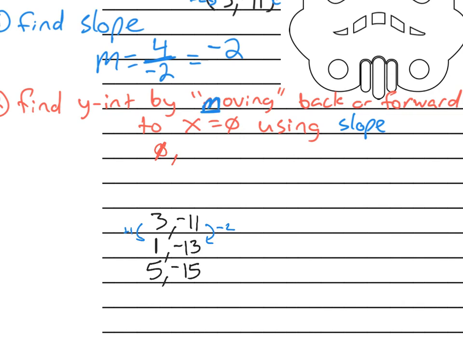So instead, let me get a different color. Instead of subtracting 2, I'm going to add 2. What's -11 plus 2? -9. And then instead of adding 1 to the x, I'm going to subtract to go back like that. That value would be 2. You know, I just realized that's supposed to be a 4 right there, by the way. Okay, 3 plus 1 is 4.